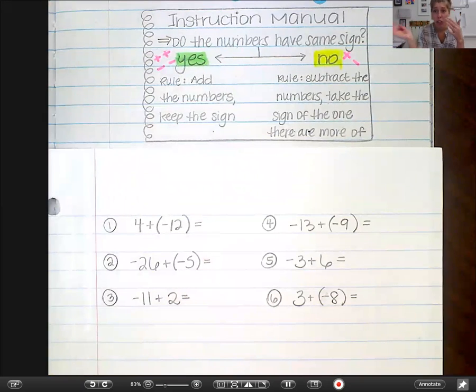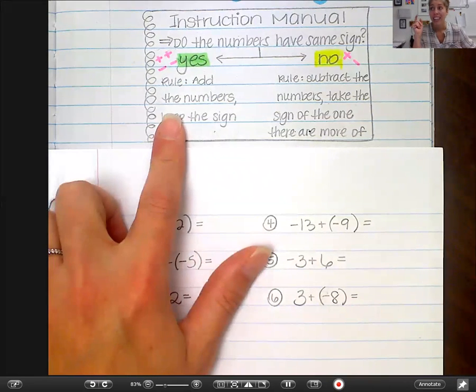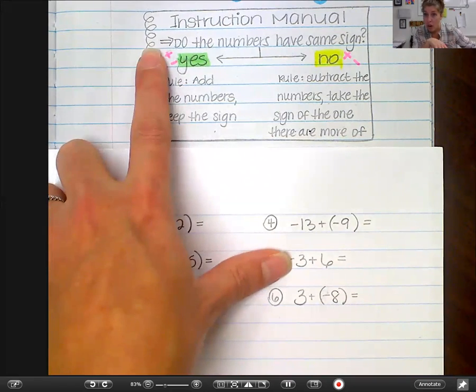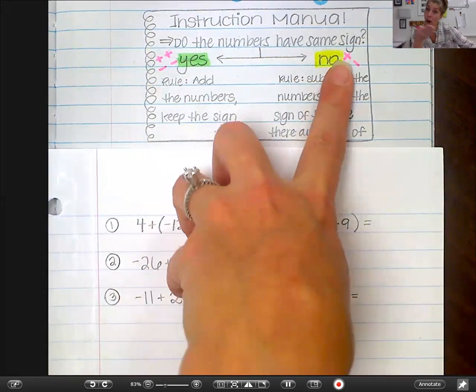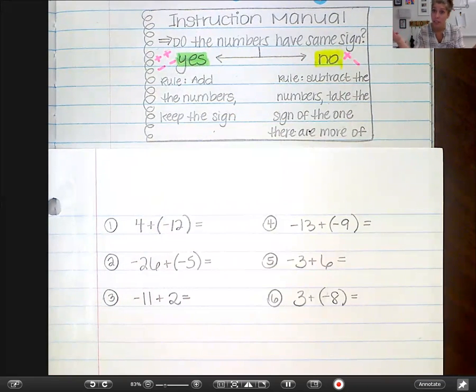Now, I don't want you to feel like we're chucking the number line or we're chucking the algebra tiles. That's not necessarily true, but I don't want you to have to depend on them unless you're really unsure. So these are ways to get through these problems without drawing something. Okay, so there's two rules. They either have the same sign, they're either both negative or both positive, or we have one of each, right? Based on that, the rule is different.